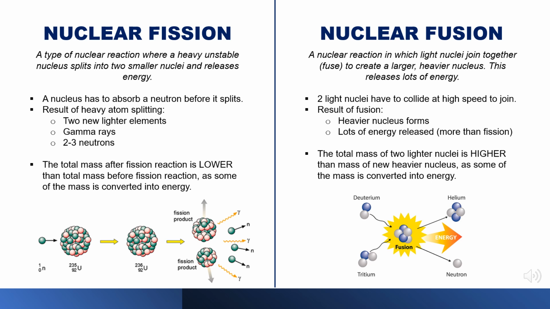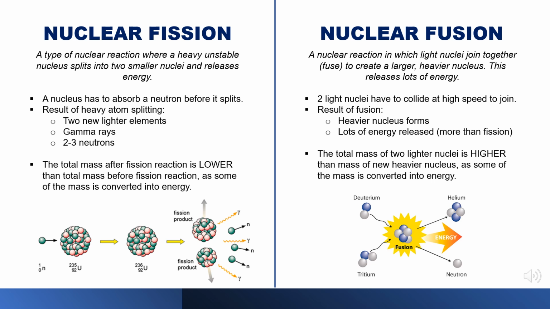Nuclear fusion, on the other hand, is a reaction in which light nuclei join together. That is, they fuse to create a larger, heavier nucleus, and this releases lots of energy. The two light nuclei have to collide at a very high speed to fuse. And what is the result of this fusion? A heavier nucleus forms and lots of energy is released.